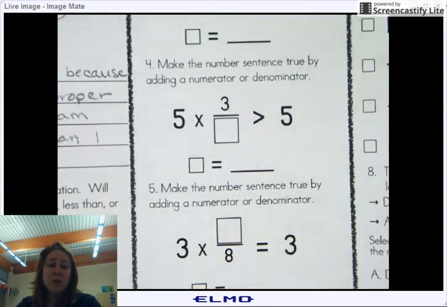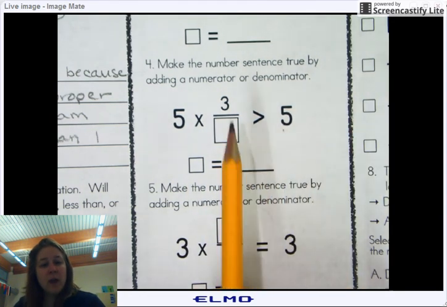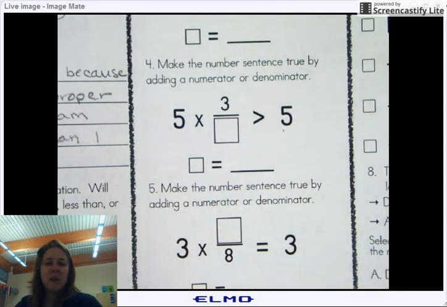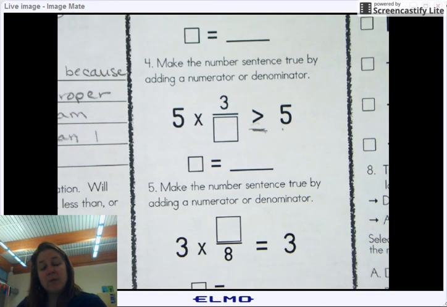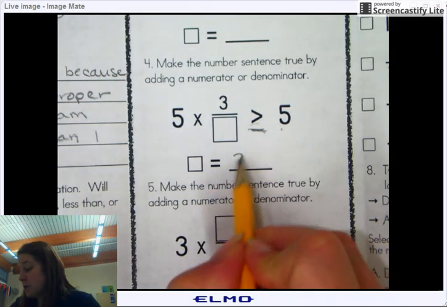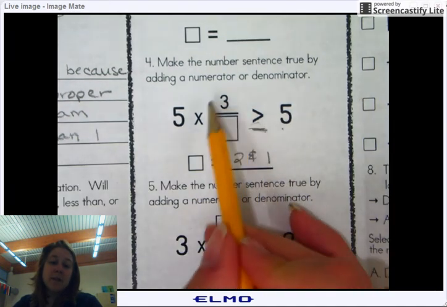Okay. Question number 4, use the number sentences to make sure it's true by adding a numerator or denominator. You want this equation right here to be greater than 5. So if I put 3/3, that would equal 1. So it can't be 3. And here is why it can't be 3. Because guess what? 5 times 1 is 5. This doesn't say equal to, this says greater than. So it's got to be less than 3. So the only options you have are 2 and 1. Because you want this as an improper fraction.